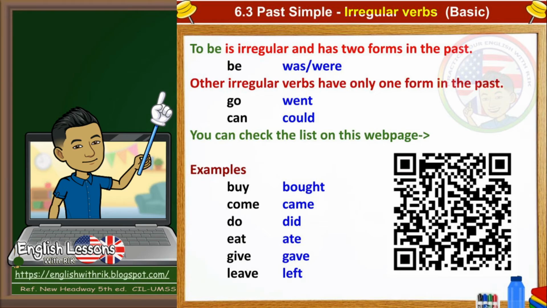Irregular verbs. To be is irregular and has two forms in the past. Was and were. Other irregular verbs have only one form in the past. Go, went. Can, could. Here are some more examples.